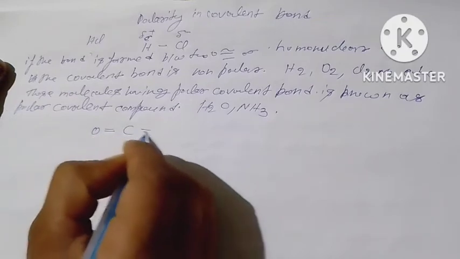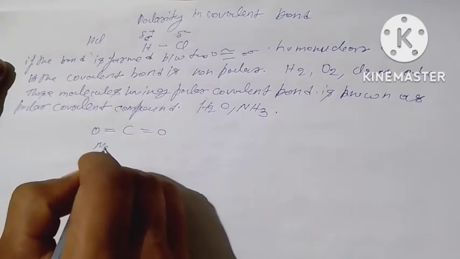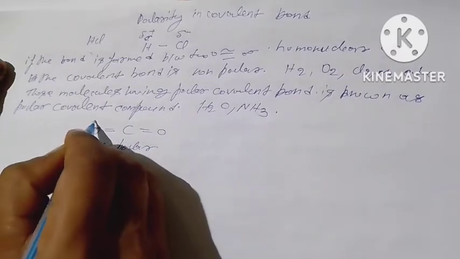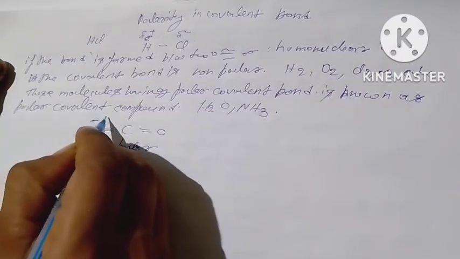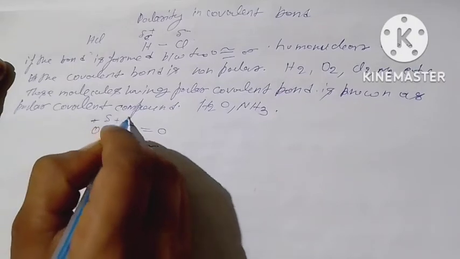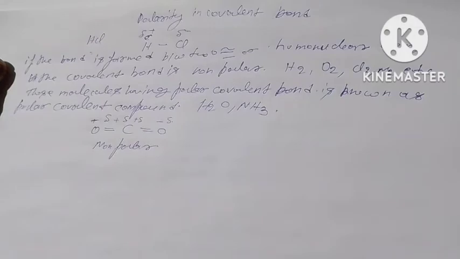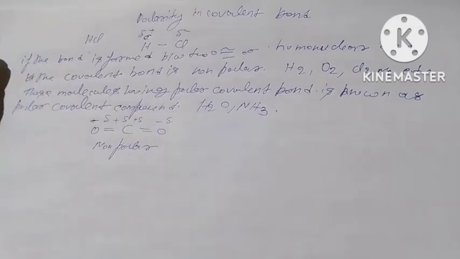O double bond C double bond O, non-polar. That is non-polar, with plus and minus delta bonds.